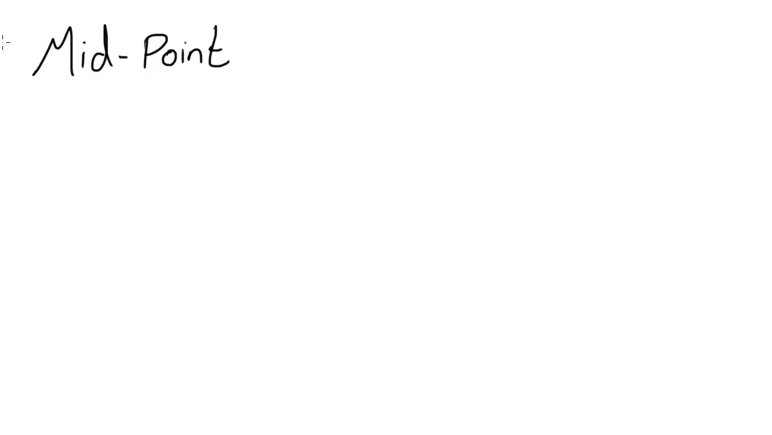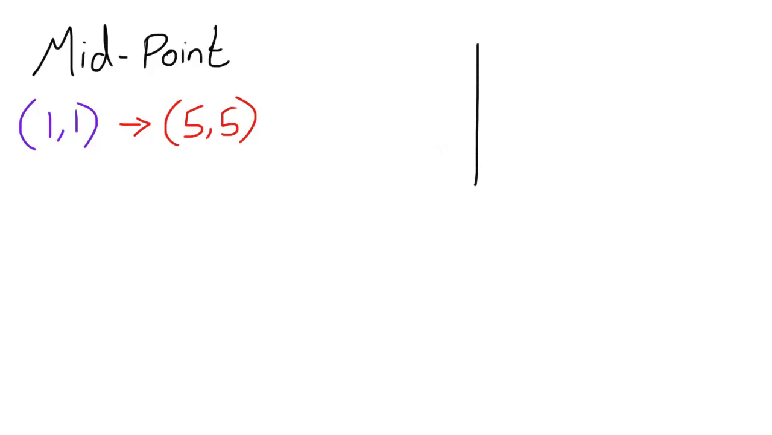So let's say that I have 2 points. Let's pick some easy points. So let's say I have the point 1, 1, and I have another point, let's say 5, 5, and I have a line that goes from the point 1, 1 to the point 5, 5, and I want to know what is the midpoint of that line. So let's graph this out actually, so that you get a good visual representation.